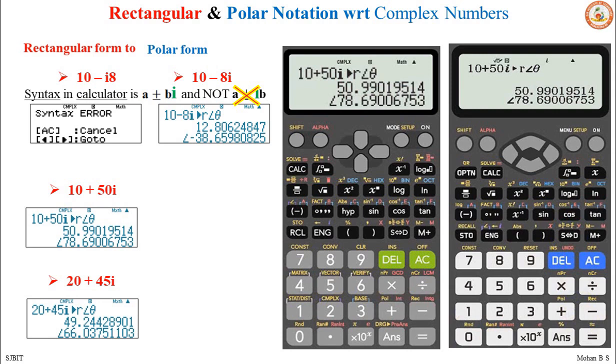Similarly, for the equation 20 plus 45i, the imaginary part is 45, and you can see the angle is also positive. So both are associated: if the angle is positive, the imaginary part is positive, and vice versa is also true. That is, we substituted imaginary as -8 and got angle as -38, the imaginary part being +50 gave angle +78.69, and the imaginary part being +45 gave angle +66.